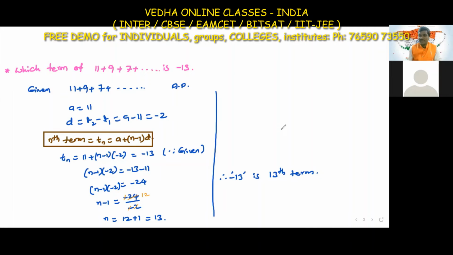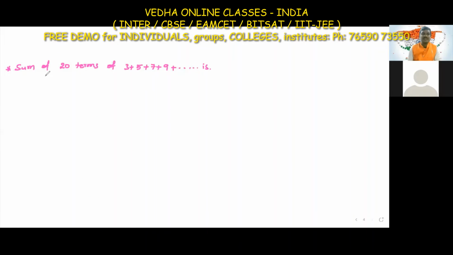Now, the sum of 20 terms of 3 plus 5 plus 7 plus 9 and so on. Here we are going to use the sum of n terms formula. What is given in this question? 3 plus 5 plus 7 plus 9 and so on.